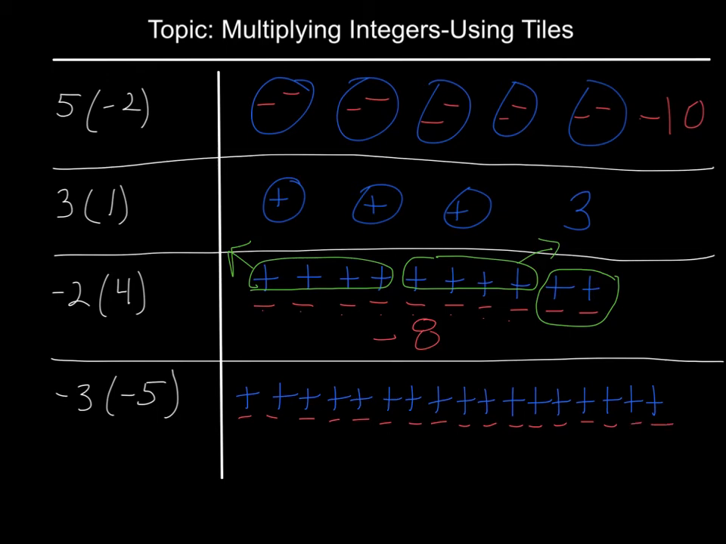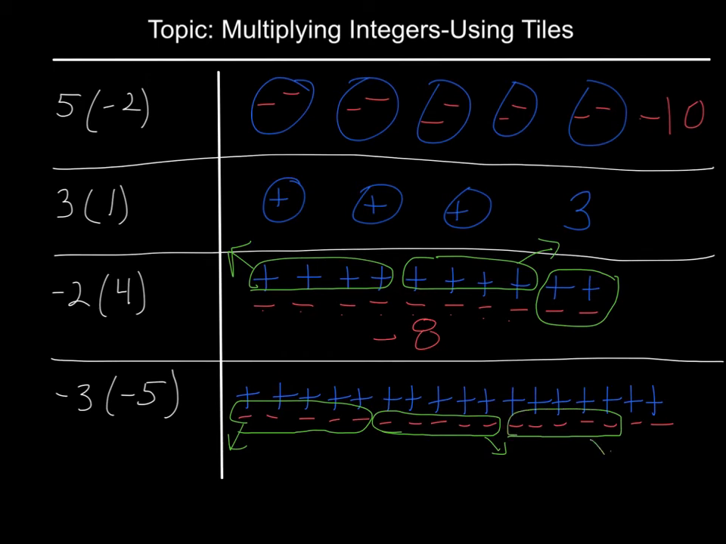Okay, now this symbol here tells me to take away. So I'm going to take away 3 groups. And what's going to be inside my groups is 5 negatives. So I'm going to be circling negatives this time. So I have 1, 2, 3, 4, and 5. There's one of my groups that I'm taking away. I have 1, 2, 3, 4, and 5. There's another one that I'm taking away. And I have 1, 2, 3, 4, and 5.